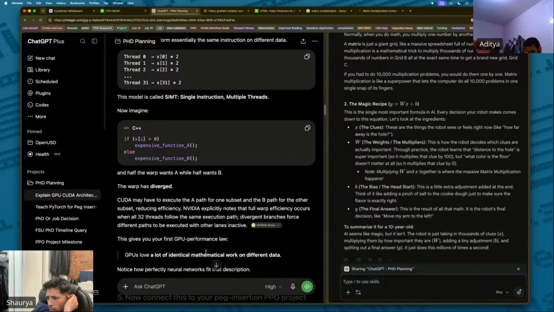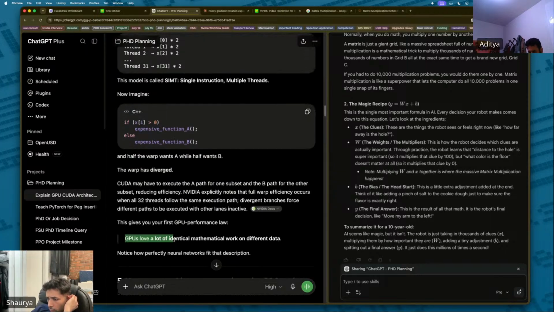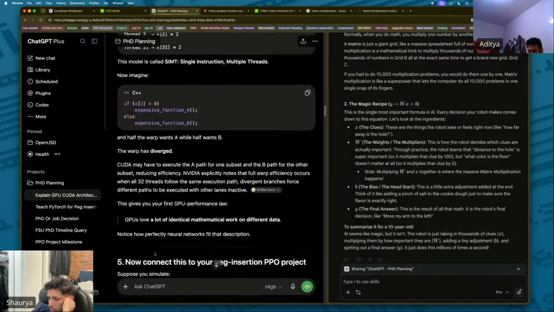This gives you your first GPU performance law: GPUs love a lot of identical mathematical work on different data. Notice how perfectly neural networks fit that description. So this is a law: GPUs love a lot of identical mathematical work on different data, because they can do the same task in parallel. That's how we are able to compute different scenarios all at once.